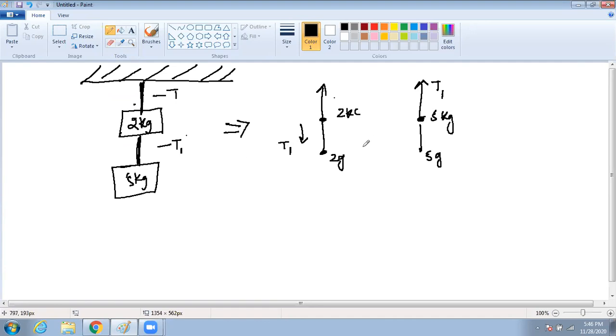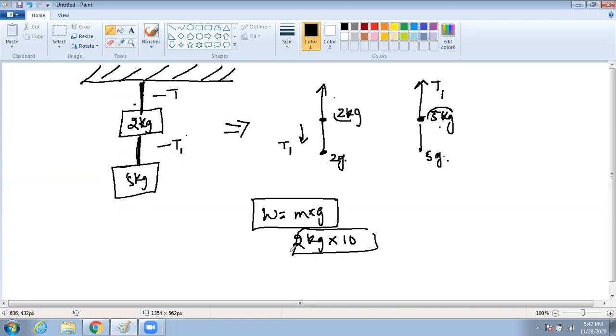Now see why I wrote it as 2g, because whatever the mass is, the weight will be 2 into g, correct? Similarly, for this mass, the total weight will be 5g, correct? Everybody? Yes or no? Yes. What is weight? Weight is mass into gravity. If the mass is 2 kg, then the weight will be 2 into 10, 20 kg. And this is the force.